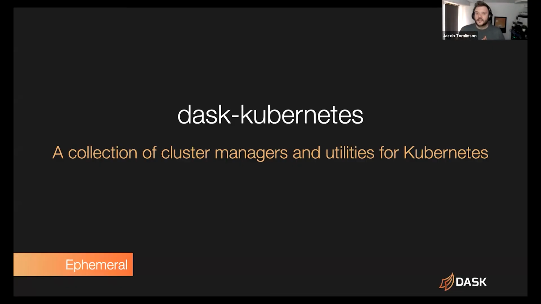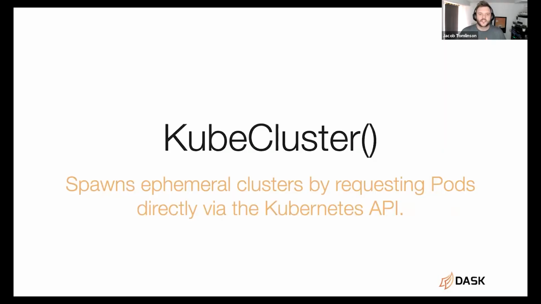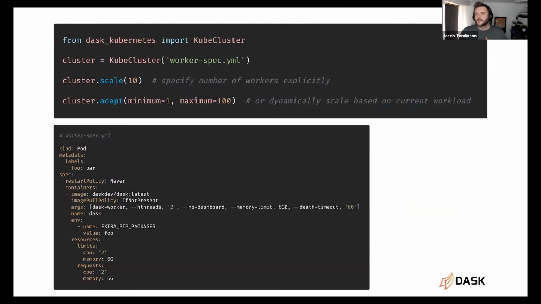So the other approach to this is to create an ephemeral cluster, right? Dask Kubernetes is a Python package that we have, which has a whole collection of Kubernetes related tools. Within that, we have a cluster manager called kubecluster. This is a small Python library which speaks directly to the Kubernetes API and dynamically creates pods, creates the scheduler, creates workers from some kind of spec that you define. It can scale these things up and down.